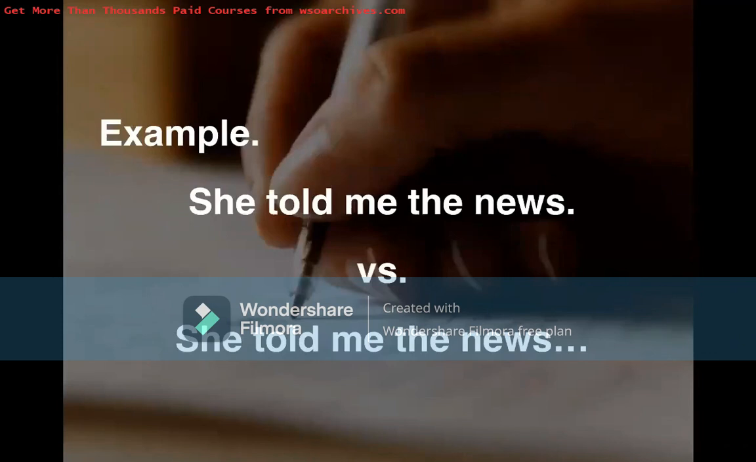"She told me the news." "She told me the news..." Do you see the difference here? Different effect. All it is is punctuation, right? "Told me the news." "She told me the news..." There's a pause, right? Completely different tone just because of the simple two dots, how you write it. All right. Does that make sense, guys? Cool.